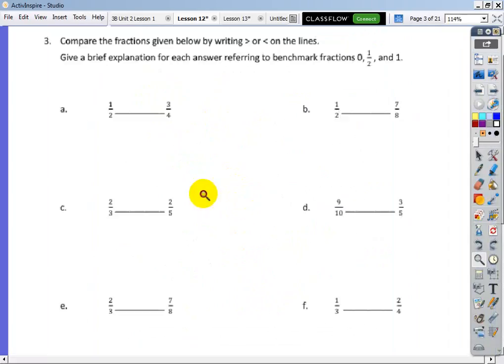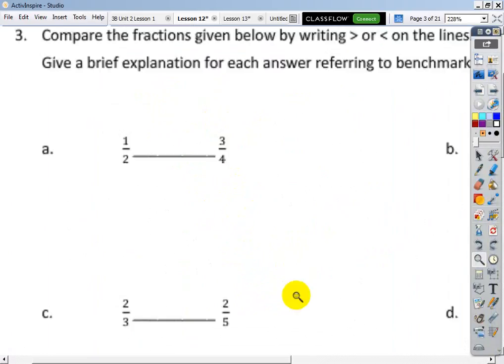All right, 1/2. Which is more, to be in the halfway point or to be at 3 out of 4? Well, this number, we know that 2 out of 4 is half. So 3 out of 4 is even bigger than half. So that's bigger than half.